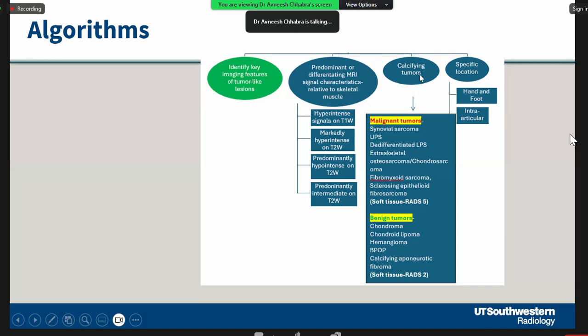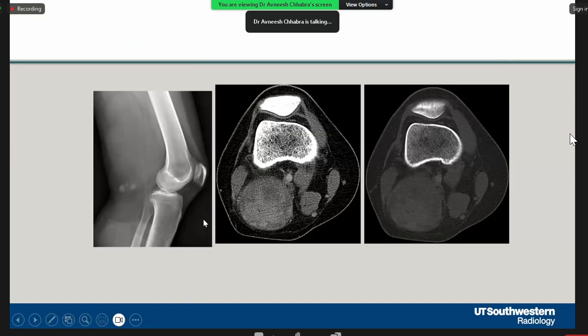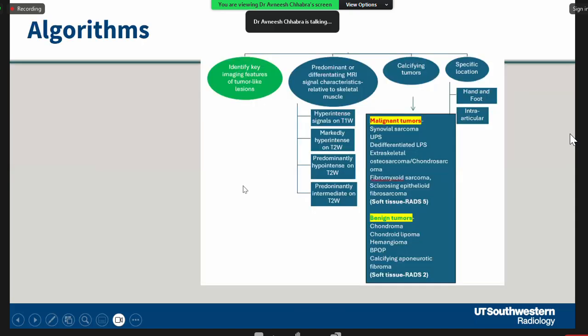Do they have calcification? Do they have a specific location, hand or foot or intra-articular? So based on that, these algorithms are built out. In fact, we got a little bit of help: there's a paper out from AIIMS from India where they have some algorithms like this. So ours are a little different, but they had some good algorithms in a review article.